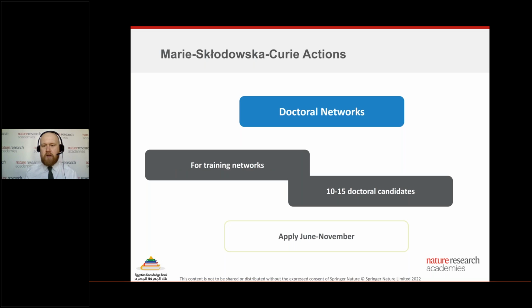But we also have doctoral networks within the Marie Skłodowska-Curie actions. I wanted to highlight this to you today.